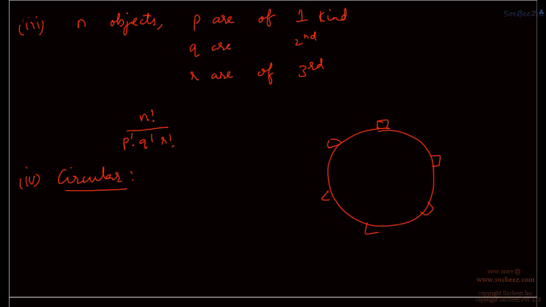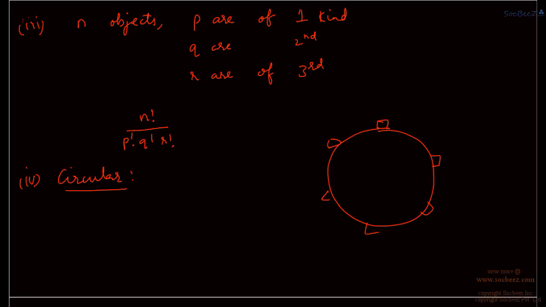So now had this been a straight line, you have 6 objects, 6 guests and 6 different chairs, and you can sit them in 6 factorial ways, right? The first chair can be occupied by any of the 6 persons, the second in 5, then 4, 3, 2, 1, so it's 6 factorial.